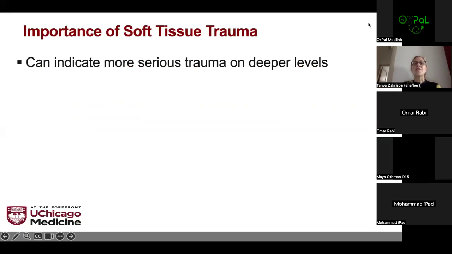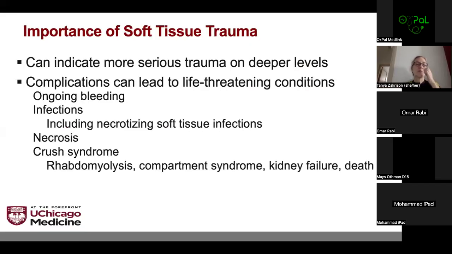So again, soft tissue trauma can be very important because I'm going to look for injuries that are more serious on deeper levels. And so that's really important. And why is that? Because I want to make sure I'm not missing anything. But even soft tissue trauma in and of itself can have complications that lead to life-threatening conditions. It can cause occult or hidden ongoing bleeding that I don't know about.